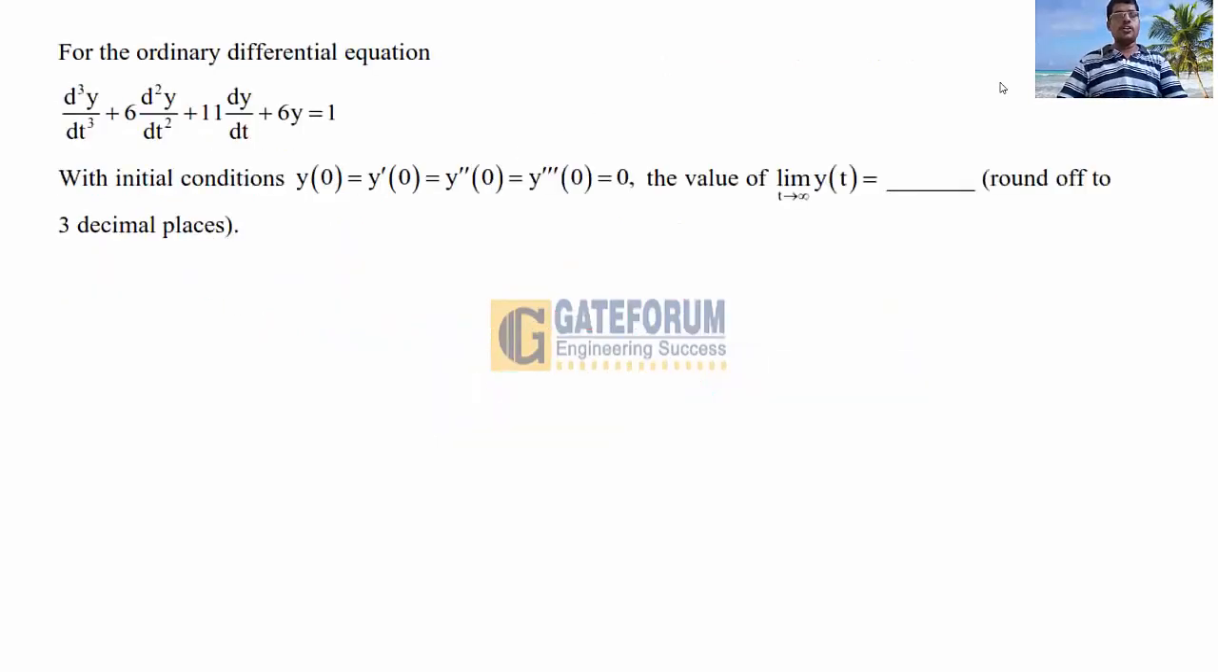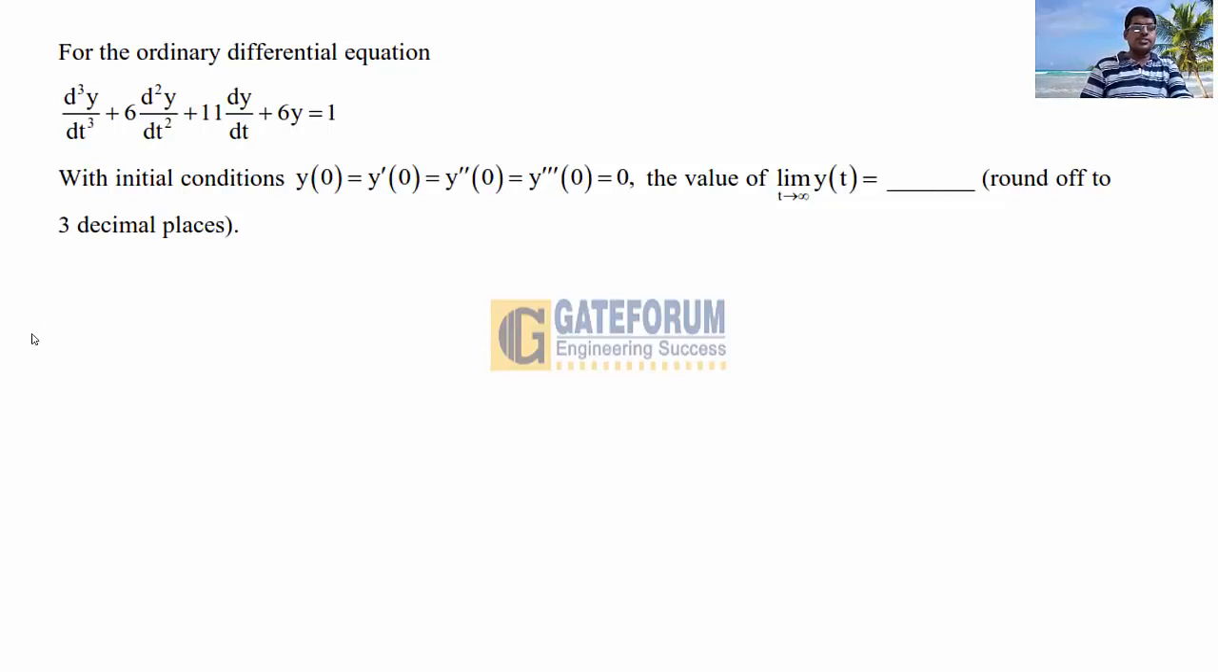The question is, for the ordinary differential equation d cube y by dt cube plus 6 times d square y by dt square plus 11 dy by dt plus 6y is equal to 1 with initial conditions y of 0 is equal to y dash 0 is equal to y double dash 0 is equal to y triple dash 0 is equal to 0, the value of limit y of t as t tends to infinity is, round off to 3 decimal places. This question is from engineering mathematics, from the topic differential equations, higher order linear differential equation with constant coefficients, or Laplace transform. Using Laplace transform, we can get the answer, which is from GATE 2021.